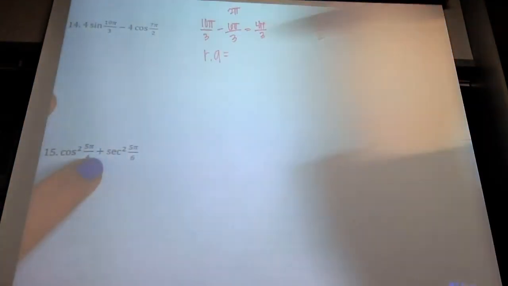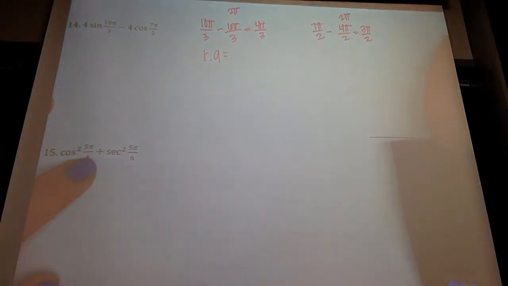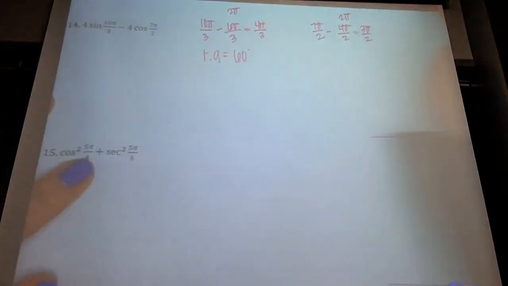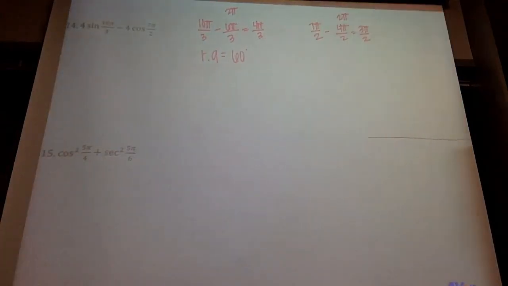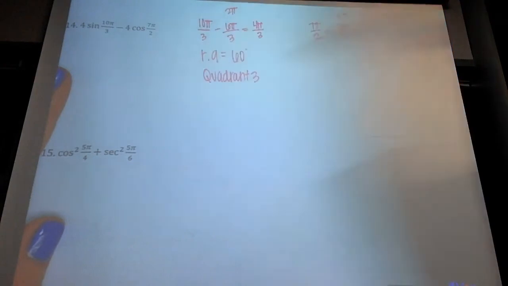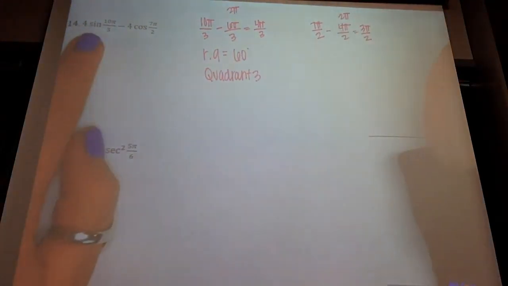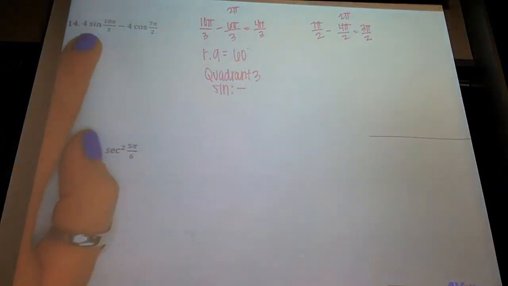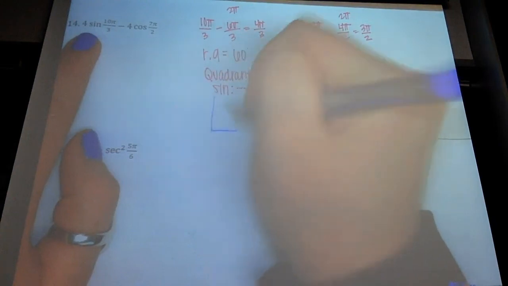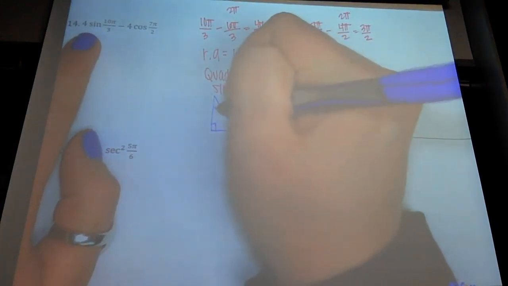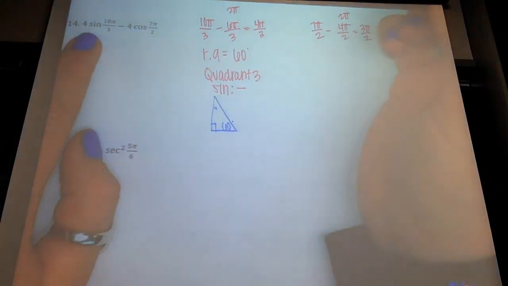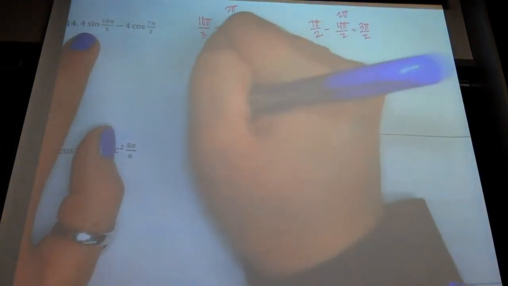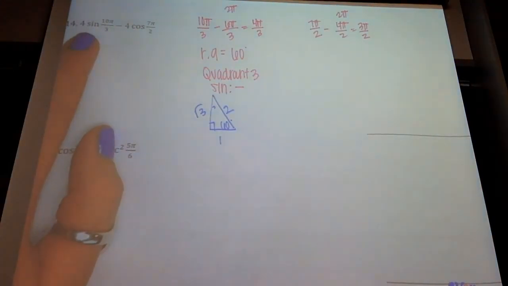My reference angle for this, it's over 3. My denominator is 3, so that means my reference angle is 60 degrees. 4 pi over 3, so 4 is 1 more than 3, so it's in quadrant 3. And we're looking for sine, and sine in quadrant 3 is negative. Okay, I'm going to draw my triangle, the 30, 60, 90. We're focusing on 60. And so I have 1, root 3, and 2.